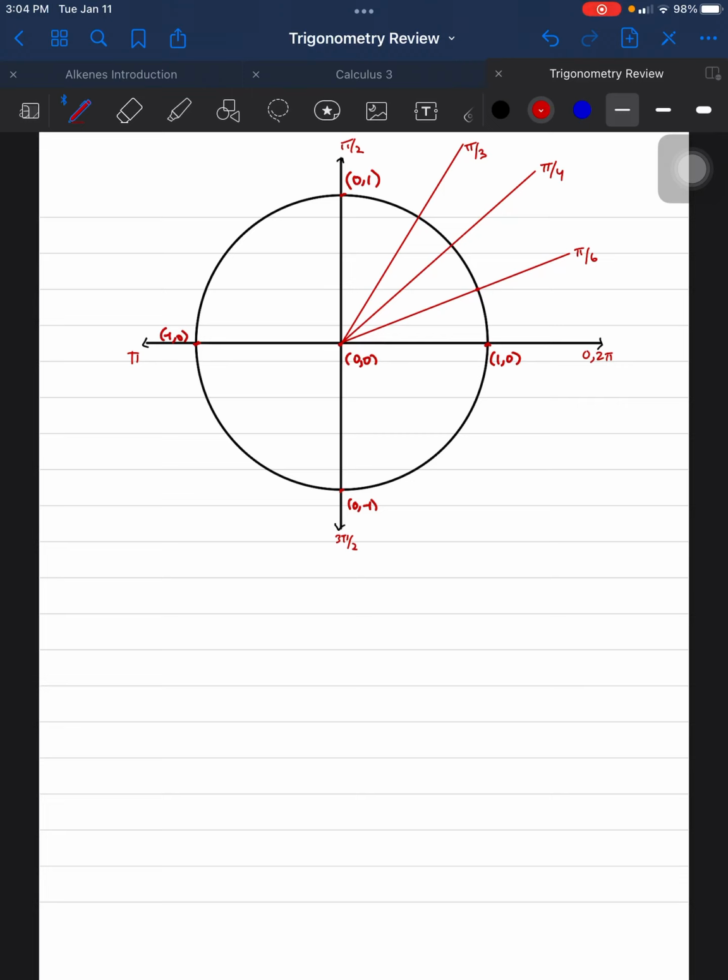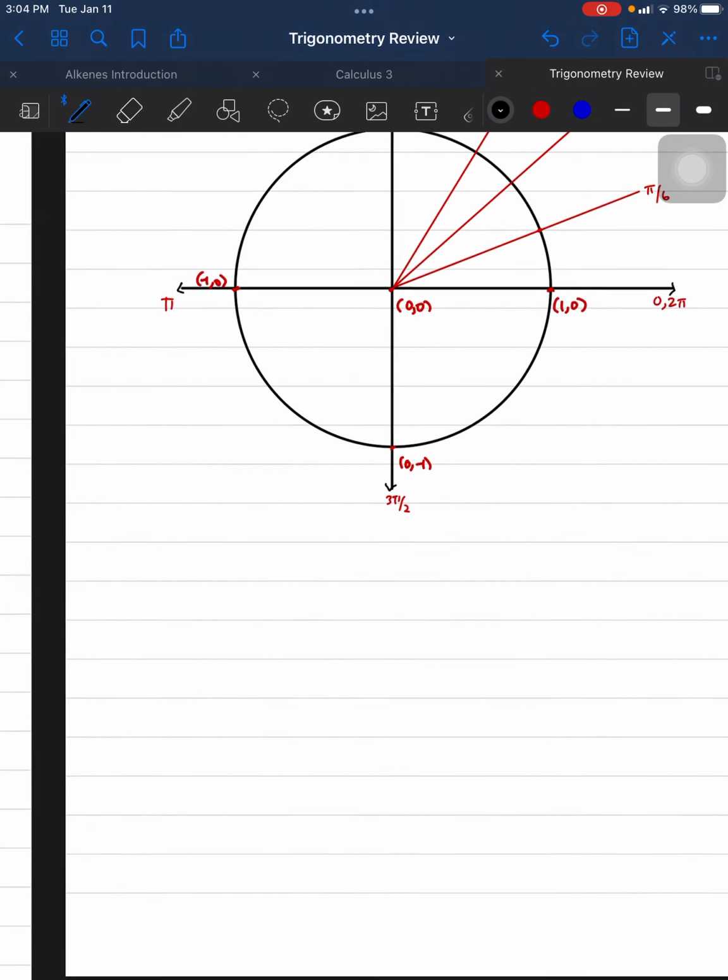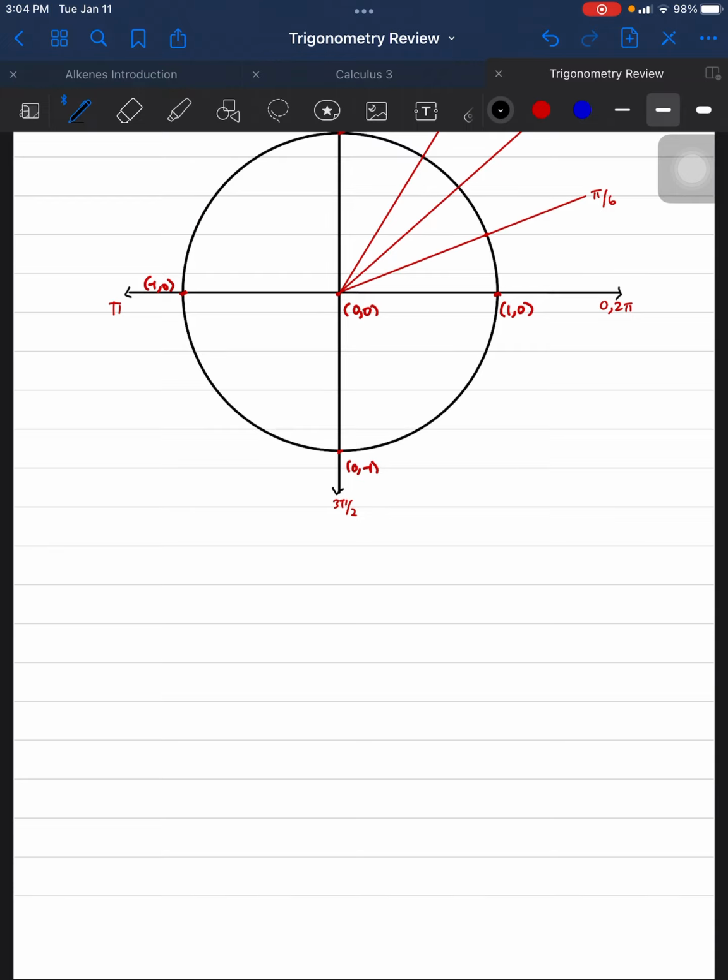So in this video, we're going to be going over how to actually draw the unit circle, and I'm going to explain the unit circle and how it relates to the 6 basic trig functions. Starting off, I drew a simple unit circle right here, and we have the key values.